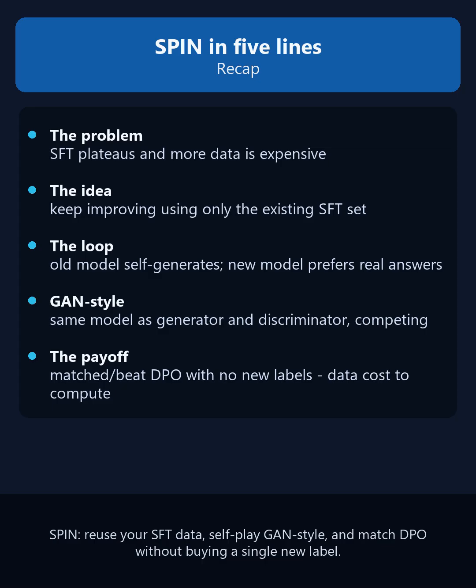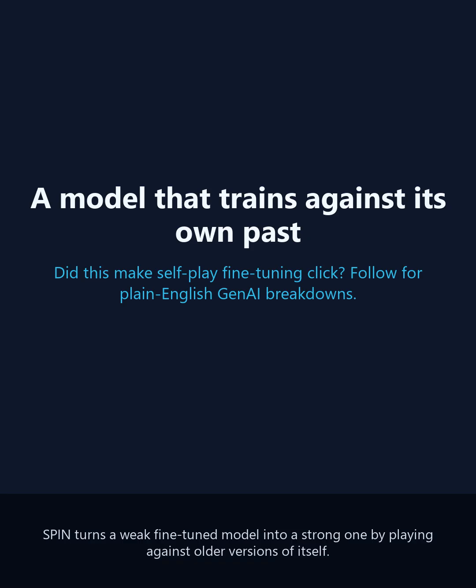Quick recap. Fine-tuning plateaus and more data is expensive. SPIN keeps improving a model using only its existing fine-tuning set by self-play. Each round, the previous model generates synthetic answers, and the new model learns to prefer real human answers over them, GAN style. It matched or beat DPO with no extra labels, lifting Zephyr 7B several points across benchmarks. Trade data cost for compute, and turn a weak model into a strong one. That is SPIN. A model that trains itself by playing against its own past.